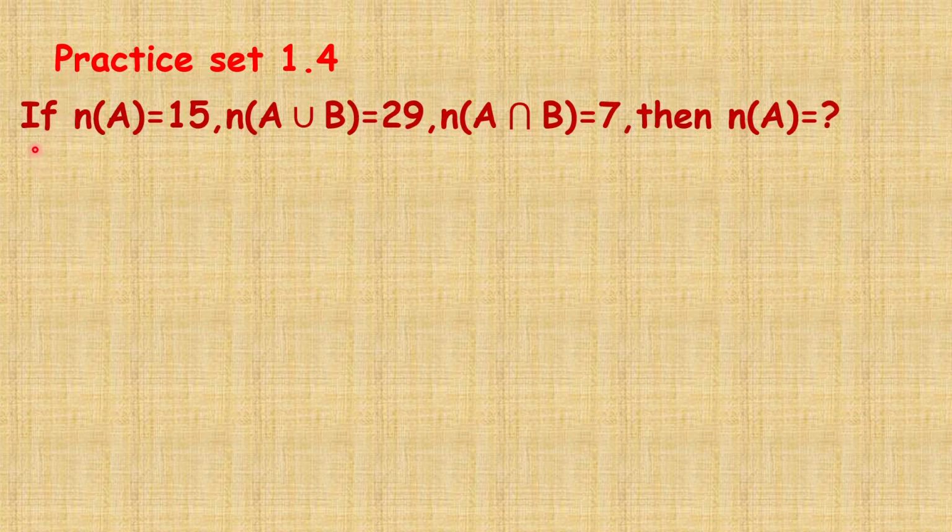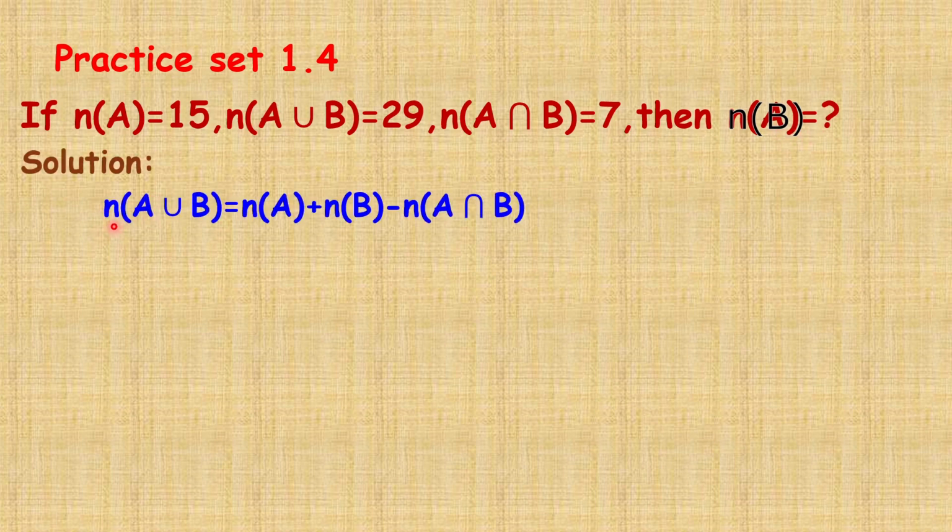Practice set 1.4. First example: if the number of elements in set A is equal to 15, the number of elements in A union B is equal to 29, and the number of elements in A intersection B is equal to 7, then find the number of elements in set B.